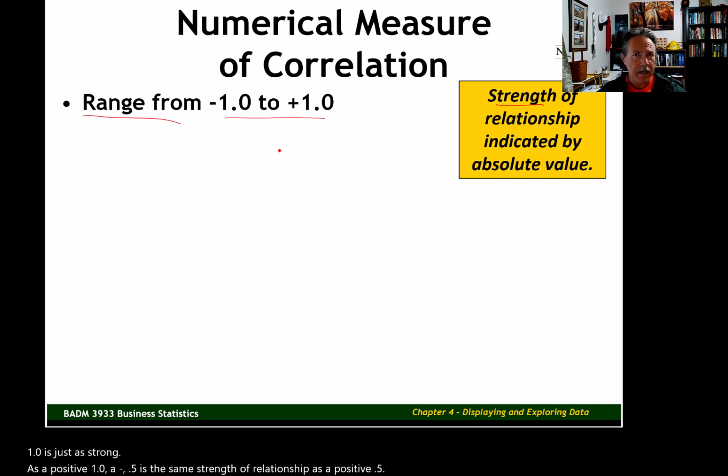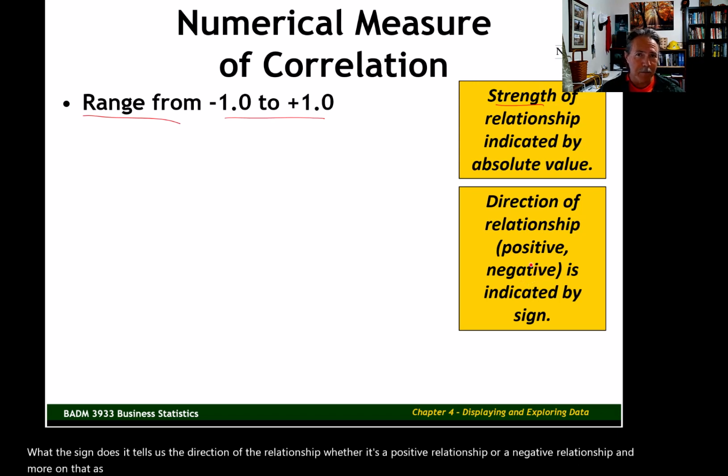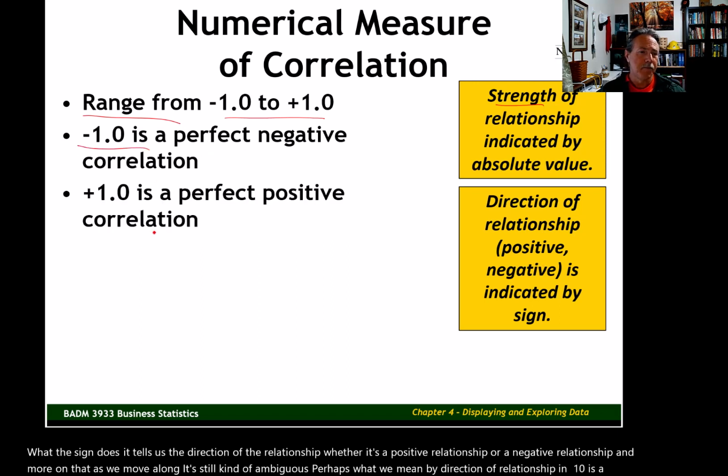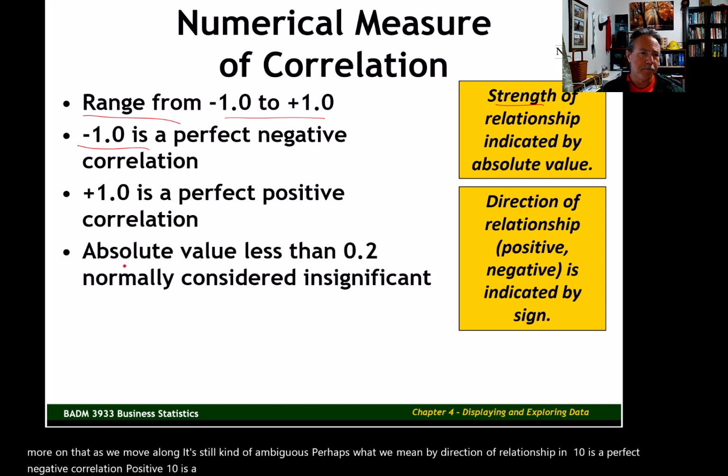What the sign does is tell us the direction of the relationship, whether it's a positive relationship or a negative relationship. And more on that as we move along. It's still kind of ambiguous, perhaps, what we mean by direction of relationship. Again, negative 1.0 is a perfect negative correlation. Positive 1.0 is a perfect positive correlation.